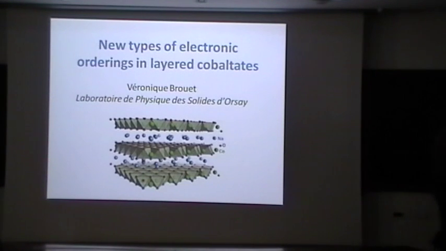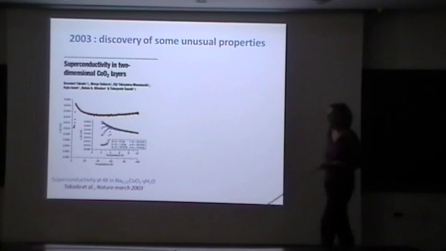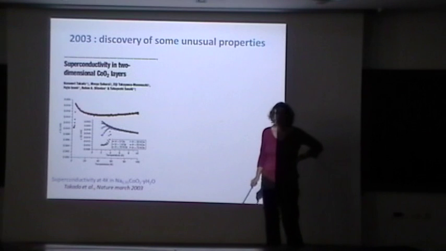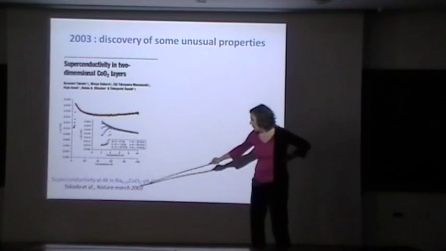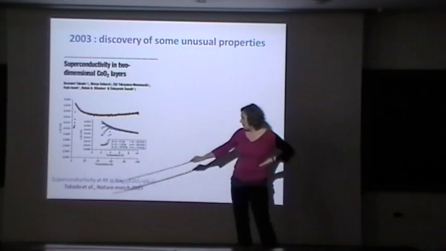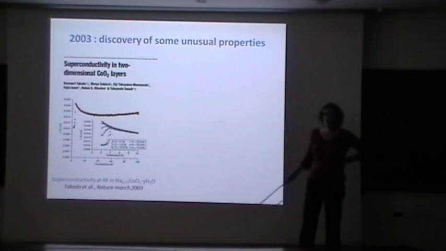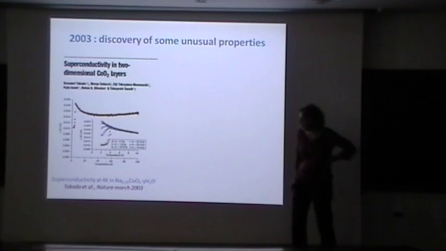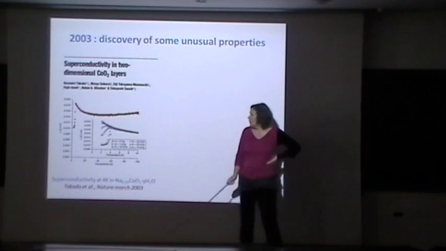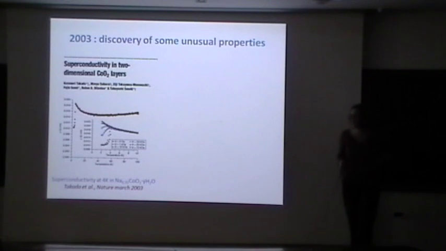But in our community, we discovered a few years ago when a Japanese group reported superconductivity in one of these phases. It's quite a curious phase because to get superconductivity, you have to put water instead of sodium in between the planes. If you don't have water, or if the sodium concentration is very different from that, you just don't get superconductivity. In this case, superconductivity appears at about 4 Kelvin. So it's quite a low temperature, and it has not been found at higher temperature since then.